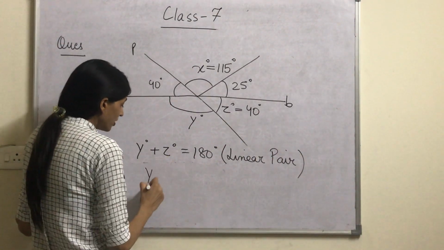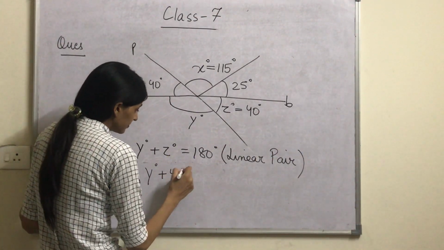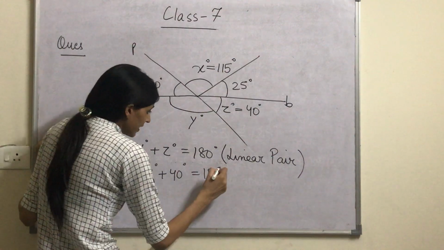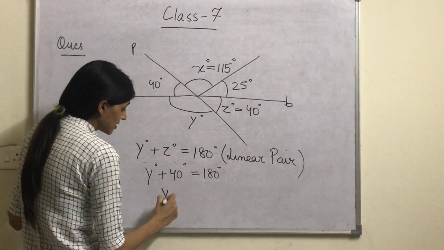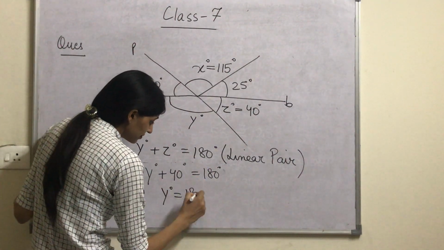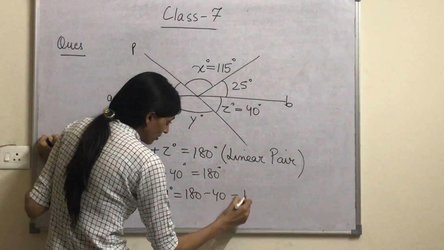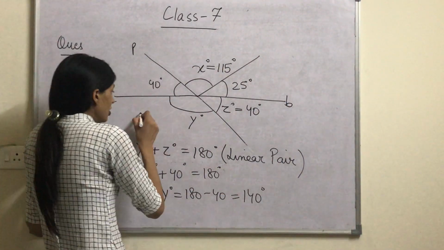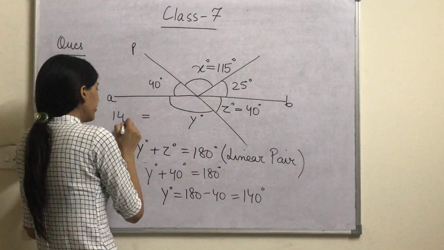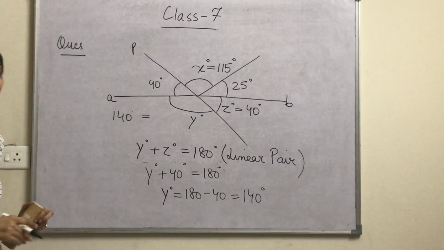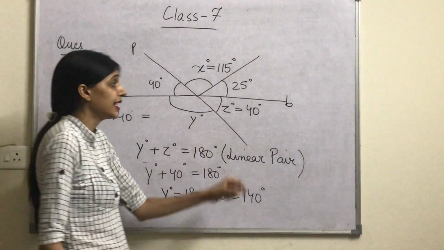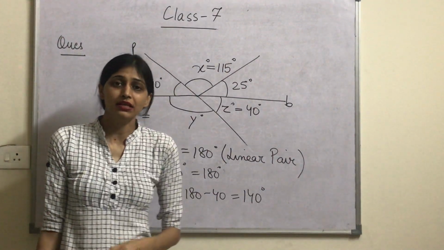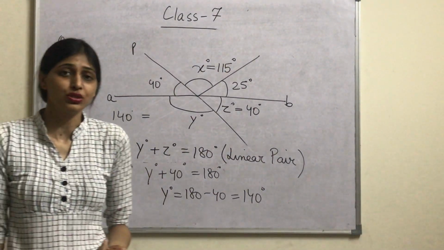Z is 40. This 40 goes to this side, becomes minus. It comes out to be 140 degree. So this is the value of Y, 140 degree. 140 plus 40 is 180 degree. That is a linear pair. You can cross check also.